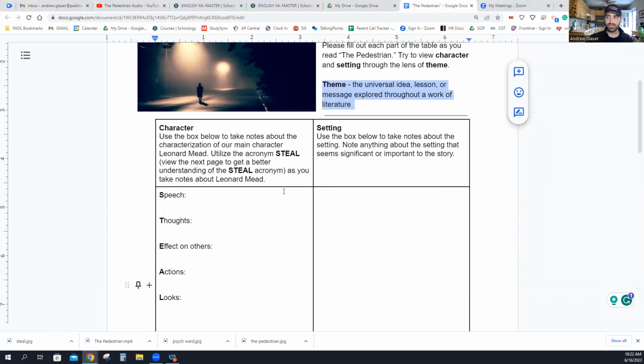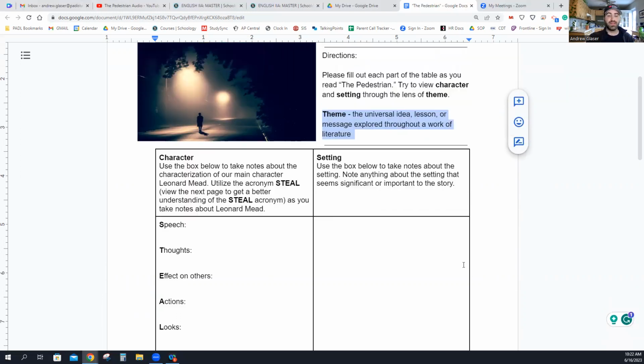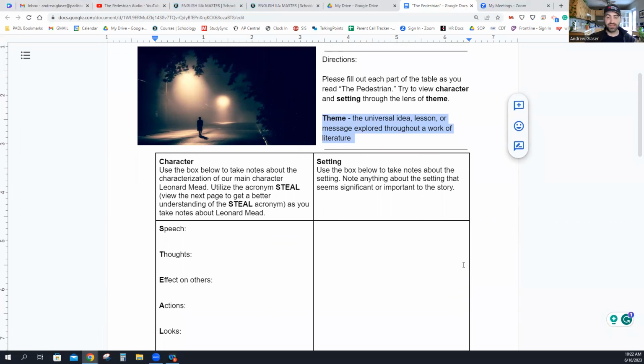Okay. So, what you're going to do today is you're going to read through The Pedestrian, very short, not long at all. It should take maybe 10 minutes to read through. I also have an audio version provided for you if you would like to listen instead. But as you listen or read, you're going to take notes about the character. There's really only two characters in the story, but you're focusing in on our main character, Leonard Mead. And you'll also focus in on the setting, which I think you guys already know is the environment of the story, the time period of the story, right? Time and place, essentially.